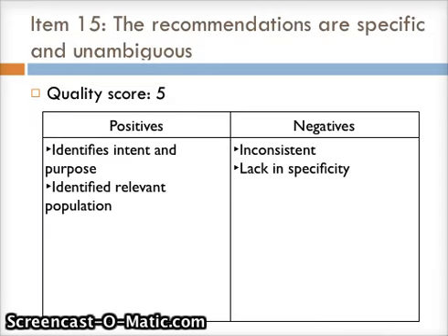Item 15, the recommendations are specific and unambiguous, was given a quality score of 5. Because the recommendations were presented inconsistently, they identified the intent and purpose and relevant population, however they were not specific enough. For example, the recommendation states, ensure that effective mouth care is given to people with swallowing difficulty after stroke in order to decrease the risk of aspiration pneumonia. This identifies population and purpose, however it lacks specificity by failing to state what the effective mouth care is.